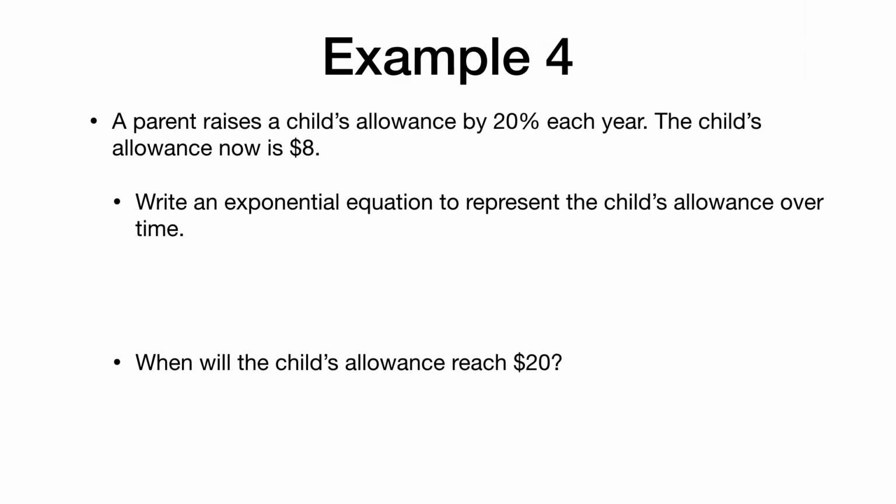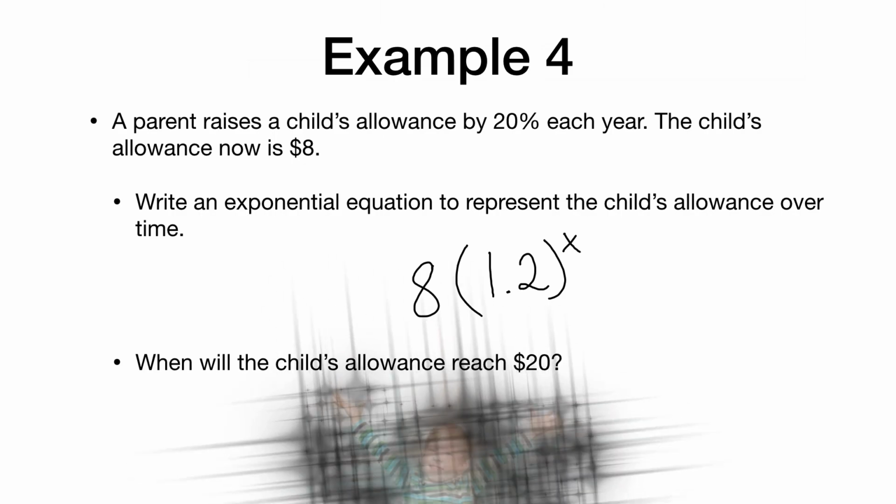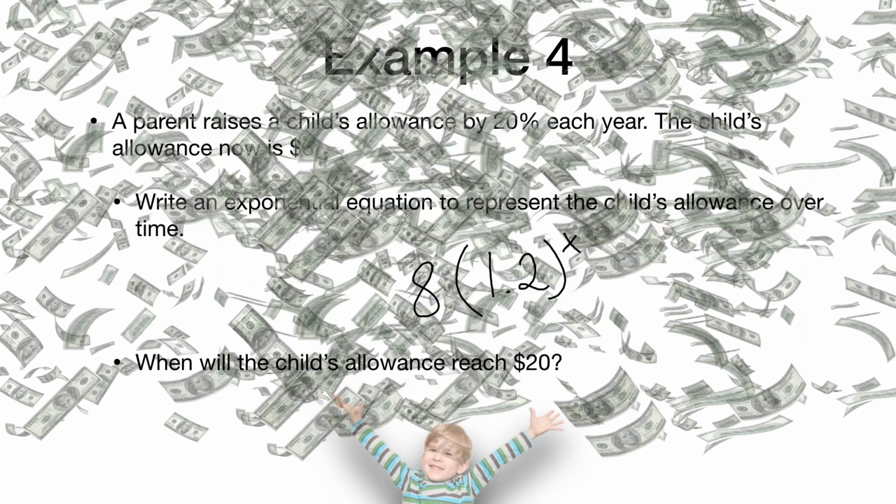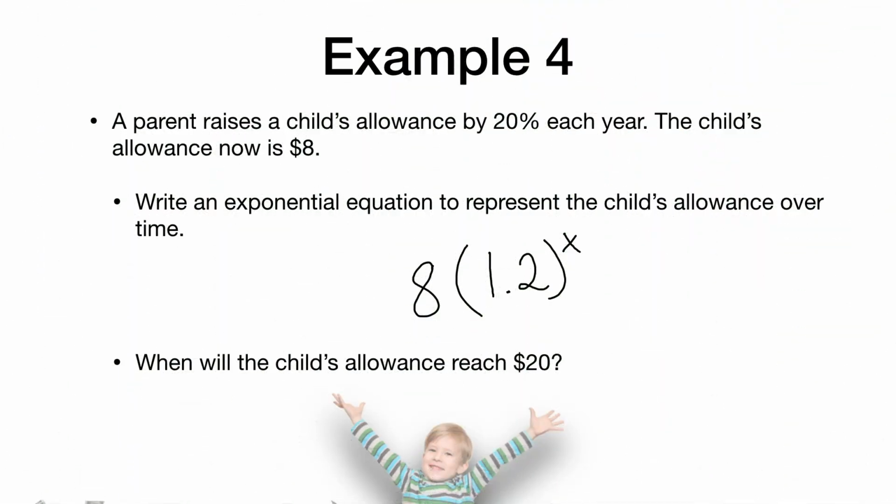So what we know is that the initial value is $8. And that it's increasing by 20%. So we do 1 plus 20%, or 1.2, to the number of years. Hey, look, he seems very happy. Money, money, money! All right. And that would be equal to y.